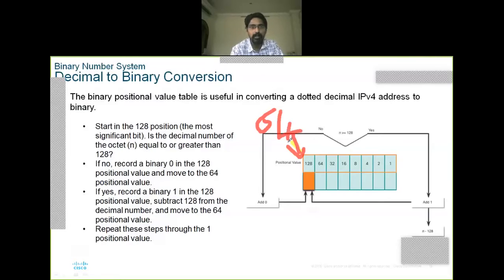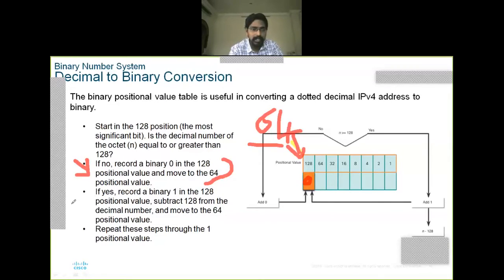So what do you have to perform? First compare your input number: is 64 greater than or equal to 128 or not? If it is no, perform this operation. What is that operation? Record a 0 in the 128 position value. That means record 0 over here. That is one case.